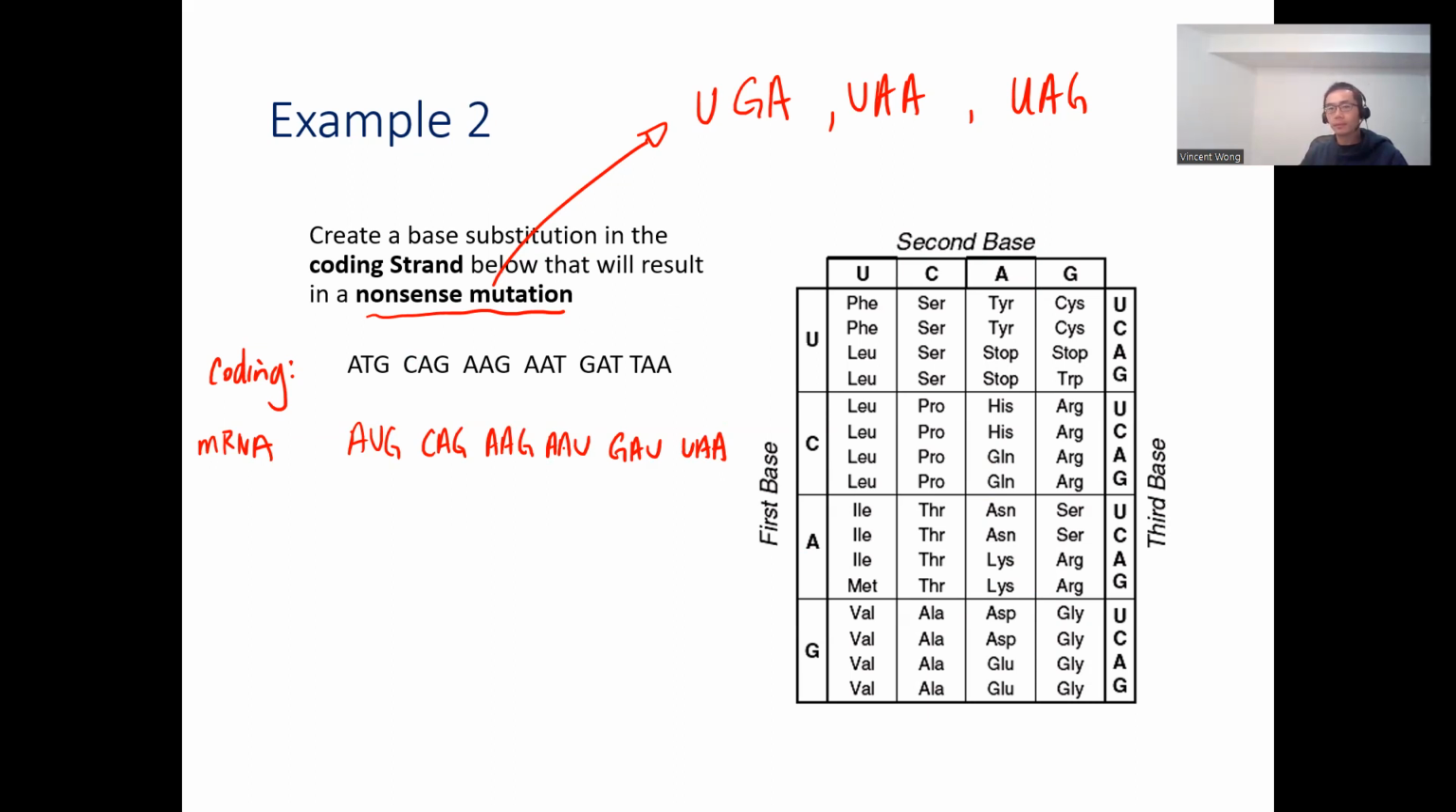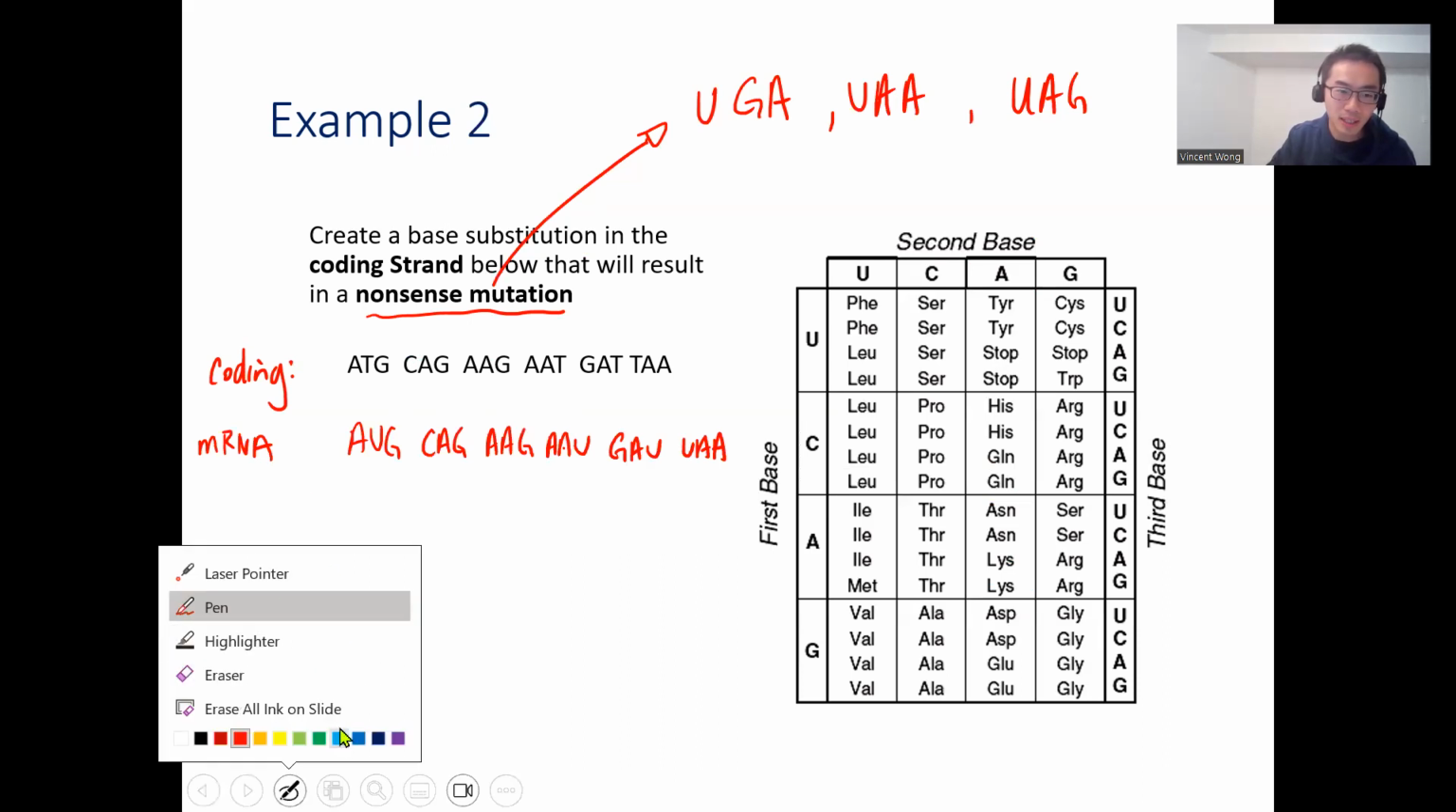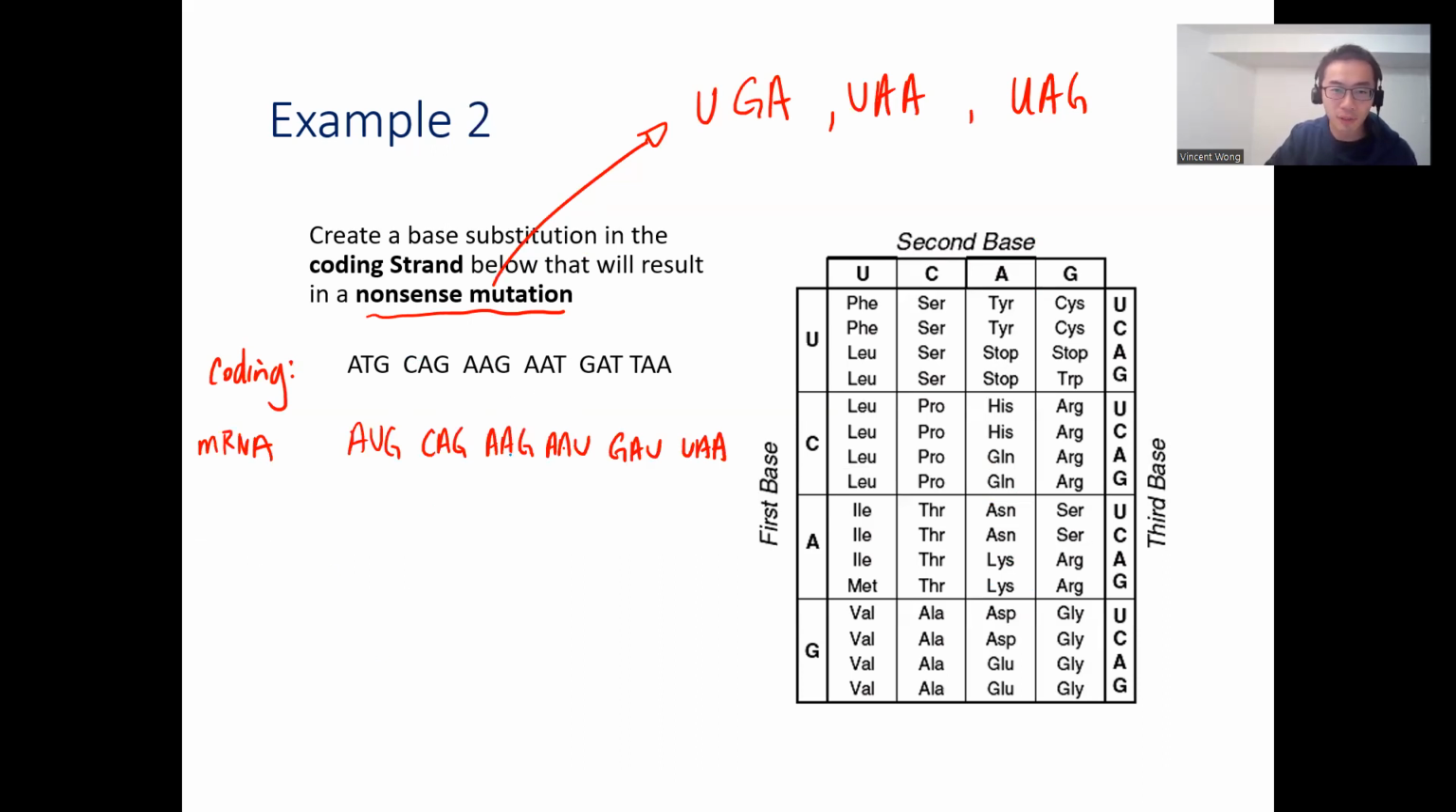Can you only change one, sir? Yeah, because the question asked for base substitution. So you cannot do this. I had students do this in in-person tests before. They're like, oh, let's just erase the whole thing and change it to UGA. You are not allowed to do that because it says base substitution. You can only change one at a time. Is that what you're asking? Yes. Okay.